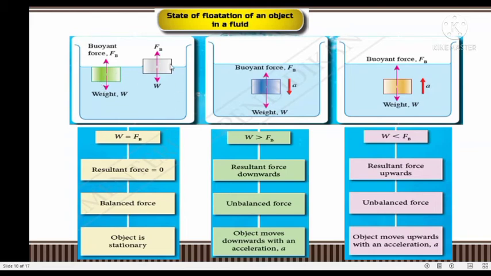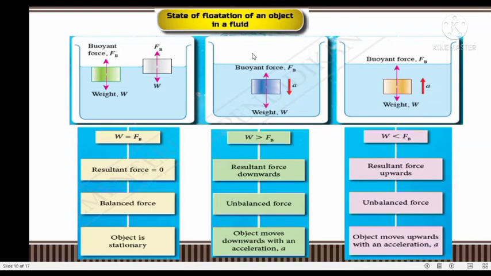Let's say the object partially immersed and floats at rest, or the object fully immersed also floats at rest. So in this case, forces are balanced. W equals Fb. Weight of the object equals buoyant force. So in this case, resultant force equals 0, or balanced force, thus the object is stationary.